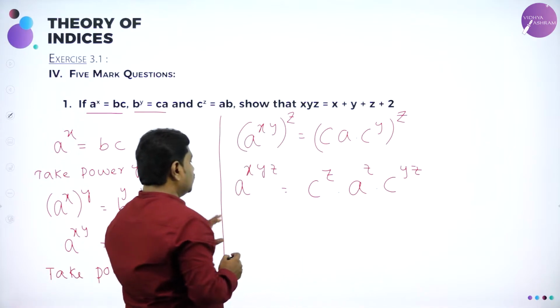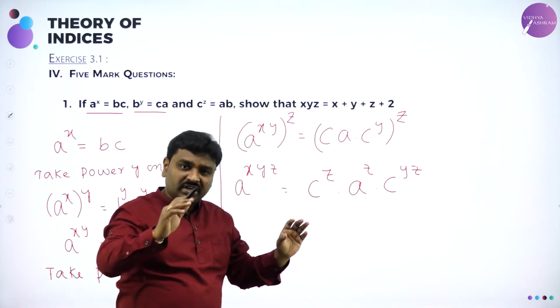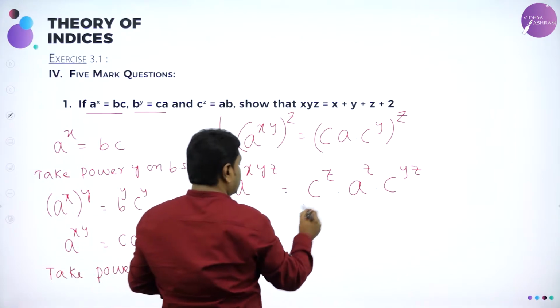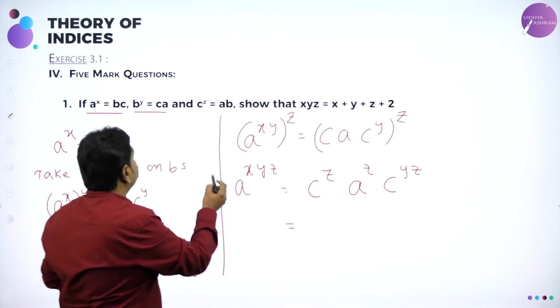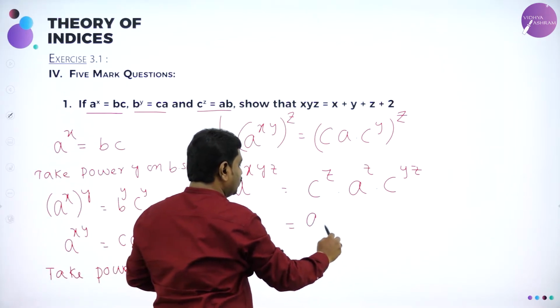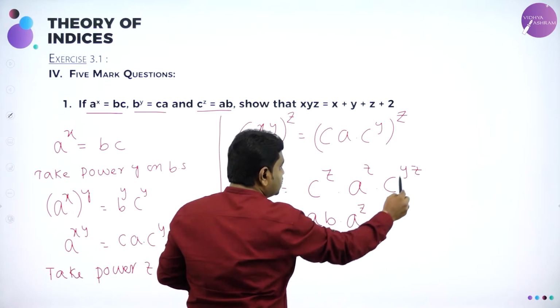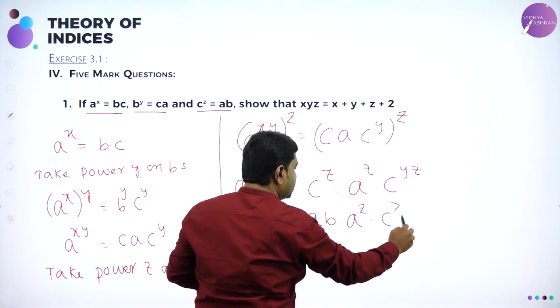So now here I have base a. Try to make everything base a. If it is already base a, don't disturb. So here I have c power z. What is c power z given? C power z is a into b. Instead of c power z, I'll write a into b. Here I have a power z. Don't disturb this. Then c power yz, I'll write c power z whole power y.